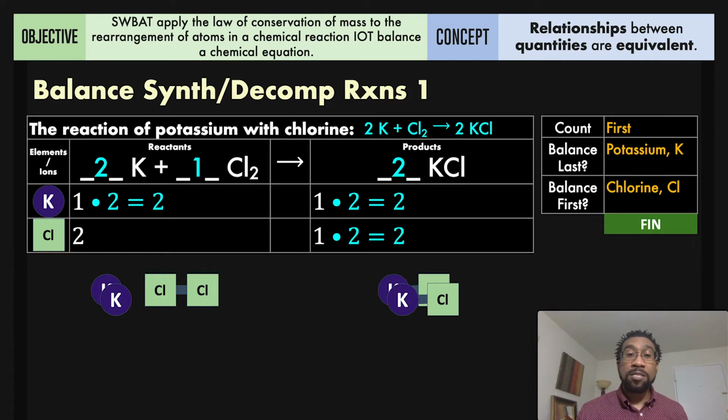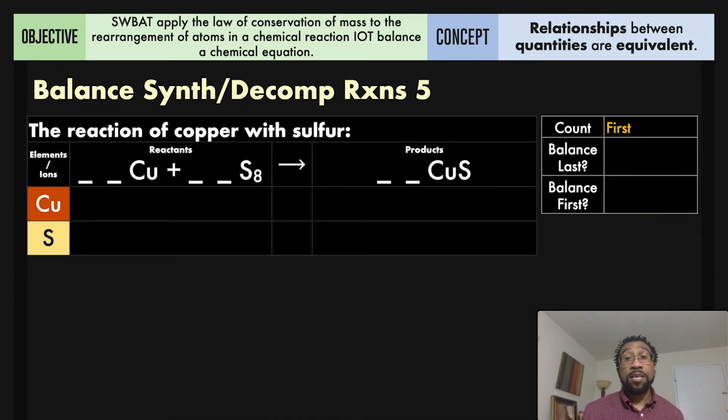As you can see, I tried to give you some visuals so you can see that there are 2 potassiums here, 2 over here, and then 2 chlorines on the left side and 2 chlorines on the right. They're just arranged differently. So we're using the law of conservation of mass to support the rearrangement of atoms so that we can balance it. All right, let's try another example.